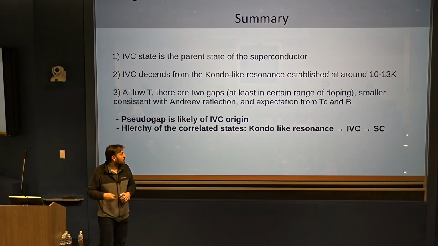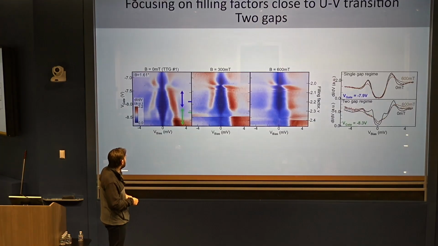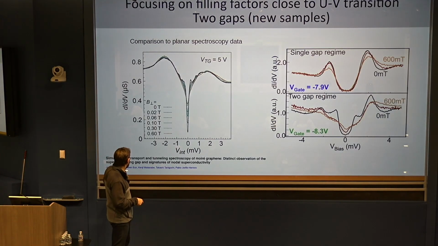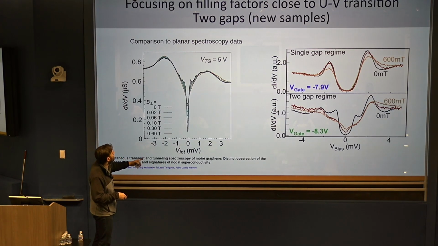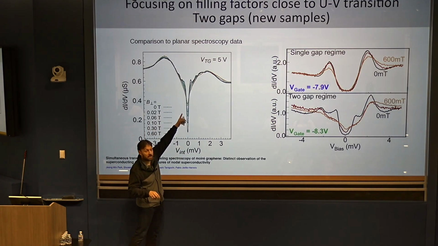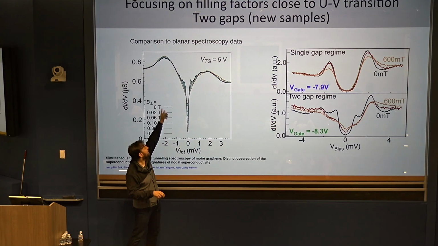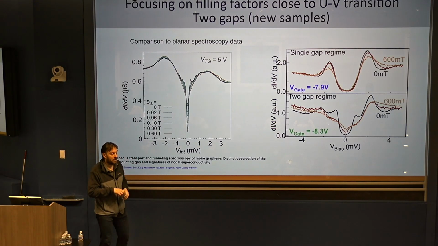So I can refer you to this paper from MIT. It's on the arXiv. I think it actually got published just yesterday or something, where they identify this small gap as a superconducting gap, and then the big gap is this bigger gap. So there is something there.